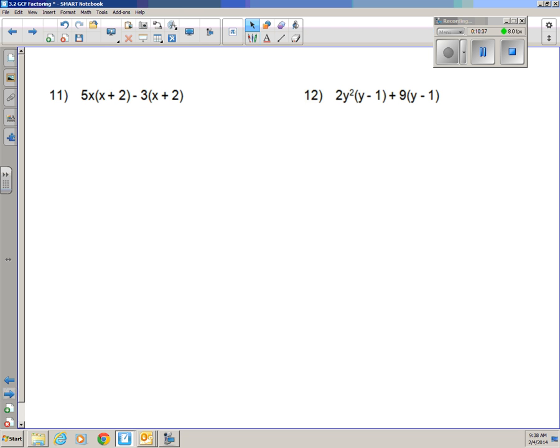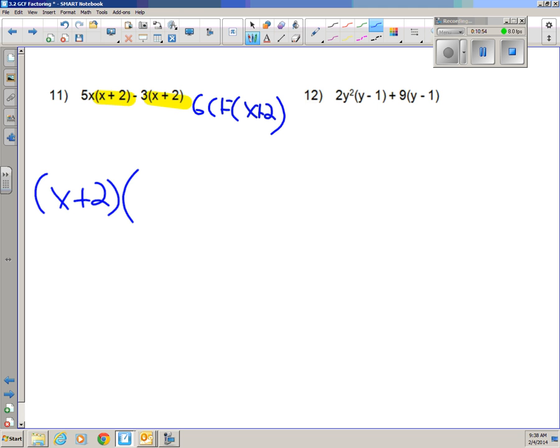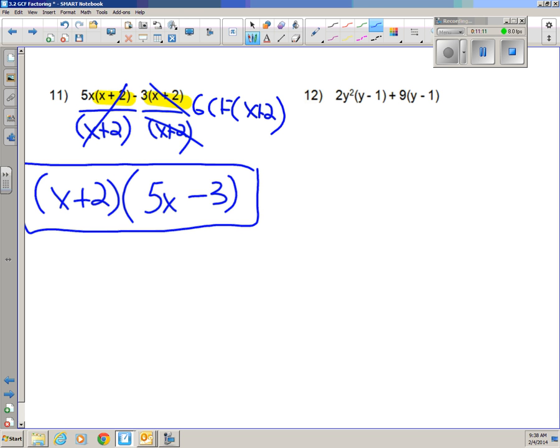This one looks a little bit different because there happen to be 2 parentheses here, but notice that the binomials are the same. So your GCF is that common binomial. So your GCF is the parenthesis x plus 2. So the x plus 2 comes on the outside of a parenthesis. Well, what happens when I divide this by x plus 2? Those cancel. I've got the 5x left over. What happens when I divide this by the x plus 2? Those cancel, and I'm left with minus 3. So now your answer has a GCF, which happens to be a binomial, outside the parenthesis. Same idea, don't let that throw you off.